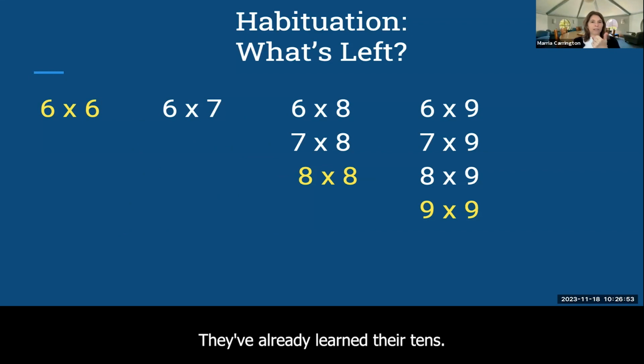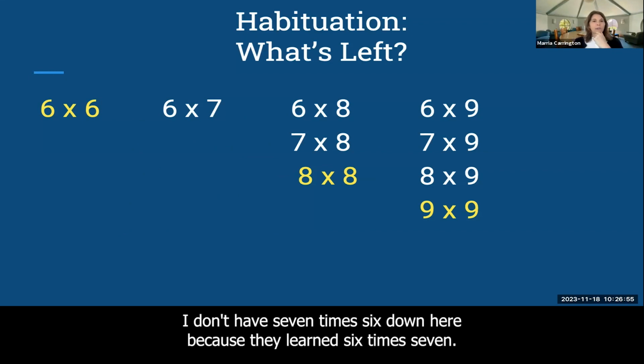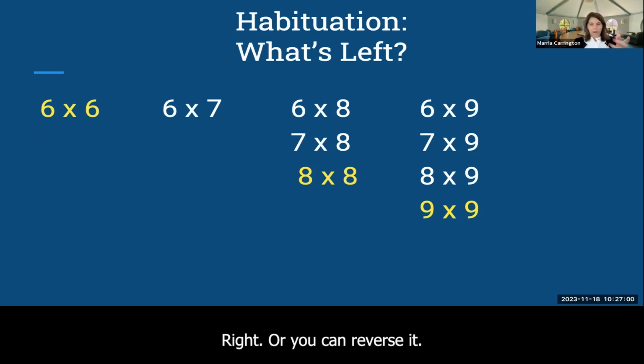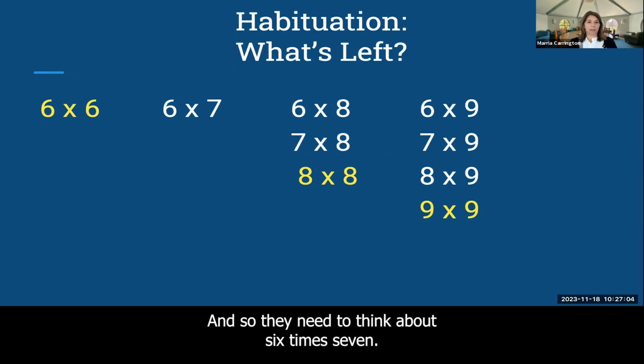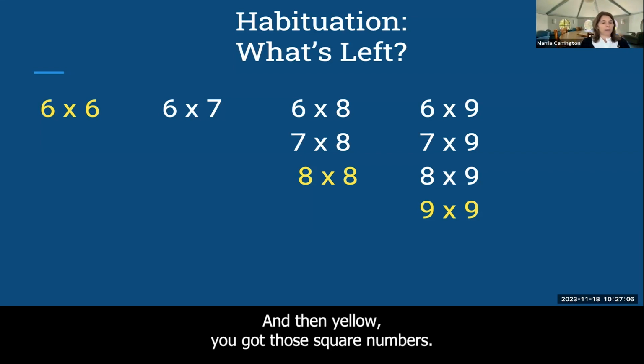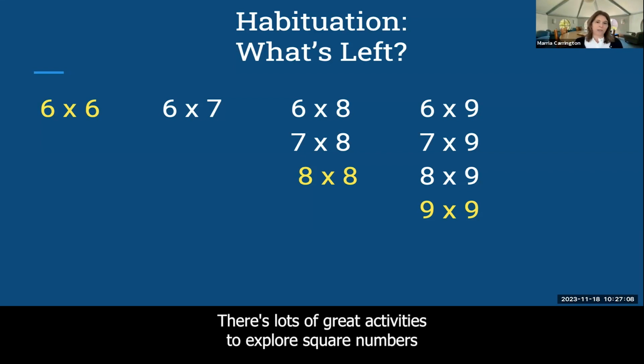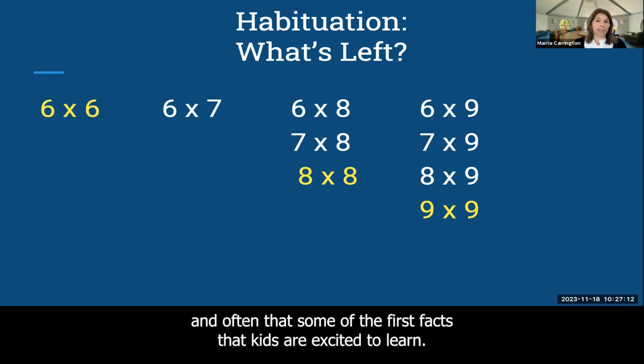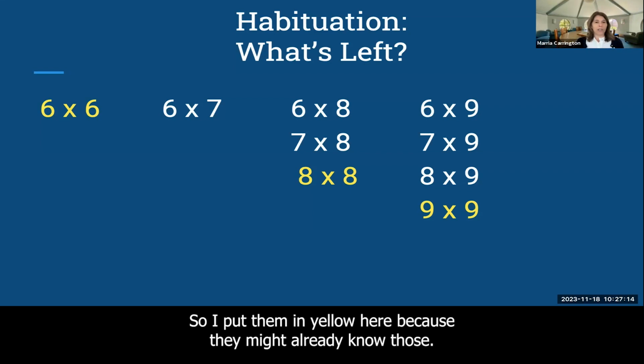They've already learned their 10s. And notice I don't have 7 times 6 down here because they learned 6 times 7, right? Or you could reverse it. Maybe they learn 7 times 6 first, and so they don't have to think about 6 times 7. And in yellow, you got those square numbers. There's lots of great activities to explore square numbers, and often that's some of the first facts that kids are excited to learn. So I put them in yellow here because they might already know those.